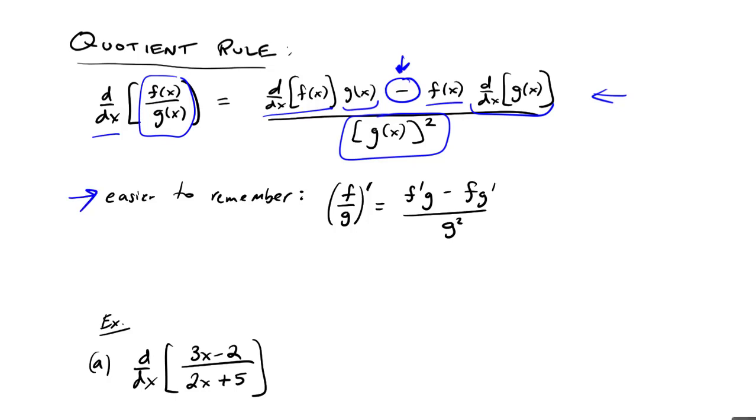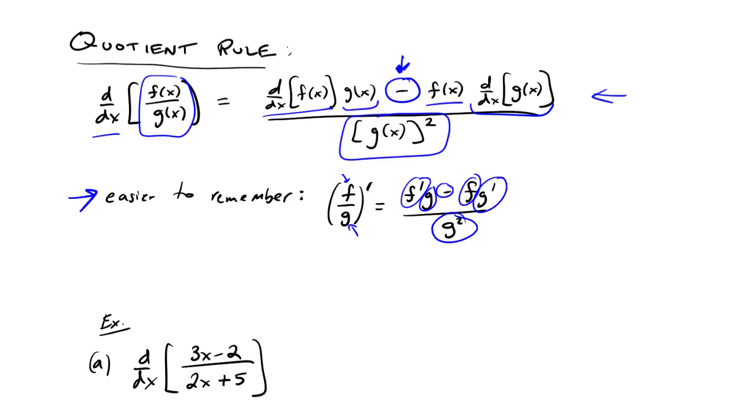Again, probably easier to remember in the prime notation. So if I do take f over g and do the derivative, it's f prime g minus f g prime over g squared. There's a lot of ways that people remember this. The way I look at it is I usually say this to myself. The derivative of f over g, I think top and bottom. So I think the derivative of the top times the bottom, as it is, minus the top times the derivative of the bottom, over the bottom squared. So that's how I remember it in my head.